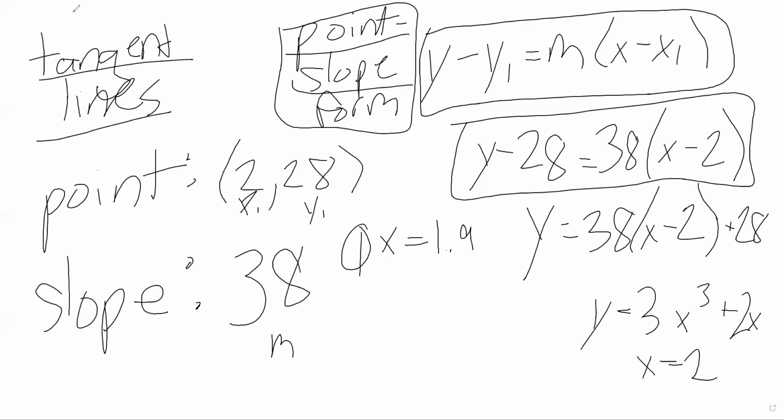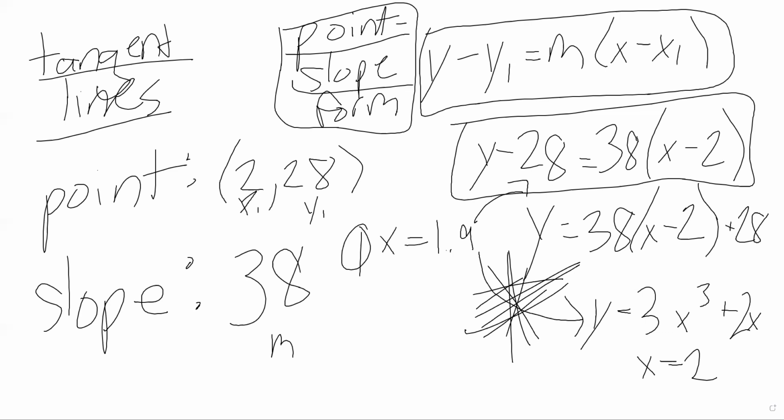And that's very simple. All you have to do is take x equals 1.9 and plug it into this equation. You do not, and I repeat, do not plug it into this equation. That's a big no, no, no. You just did all this work to find the equation for the tangent line. All you need is an approximation.